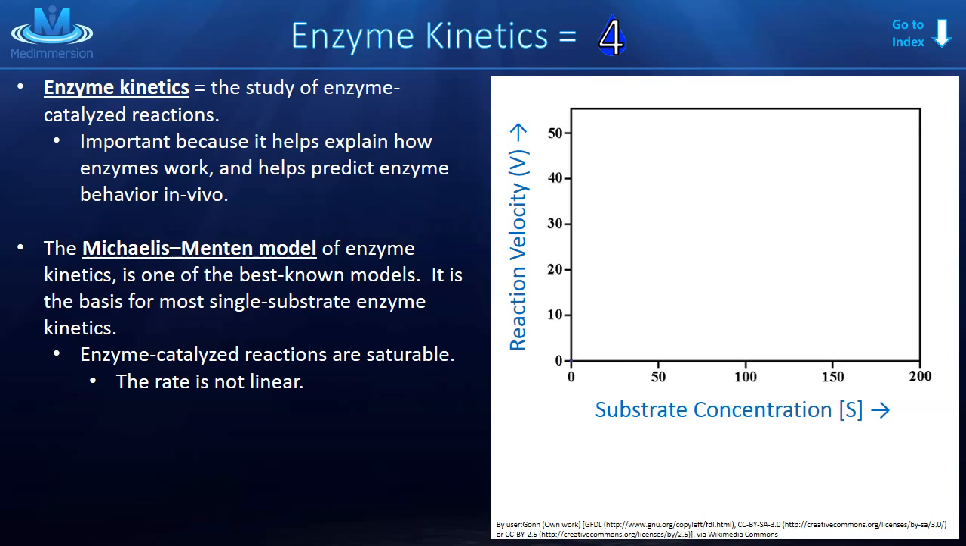So the first point to understand is that enzyme-catalyzed reactions are saturable. What that means is that the enzymes can only do so much work. There can be such a large increase in substrate concentration that the enzymes can't keep up. That means that we do not get a linear response to the reaction velocity from an increase in substrate concentration. So let me demonstrate what's not happening. Let me demonstrate what a linear reaction would look like.